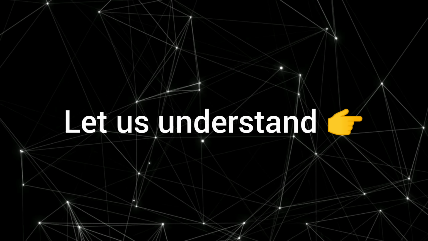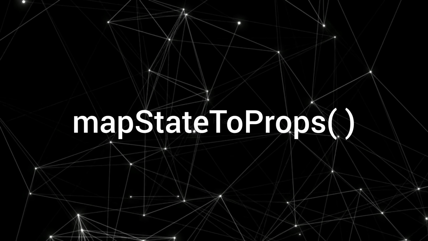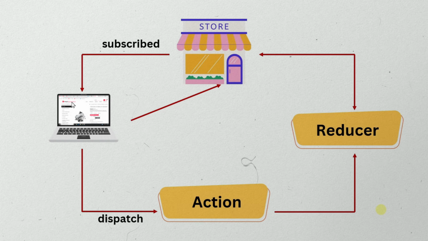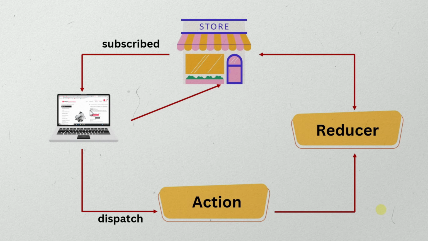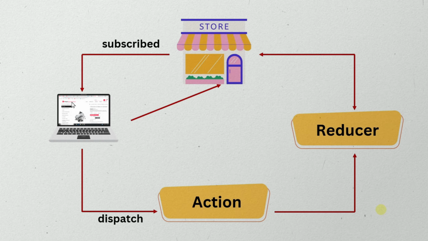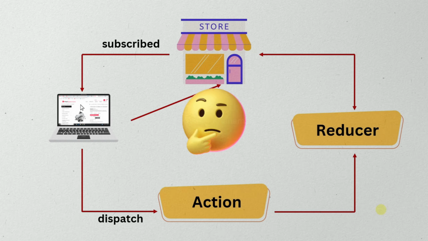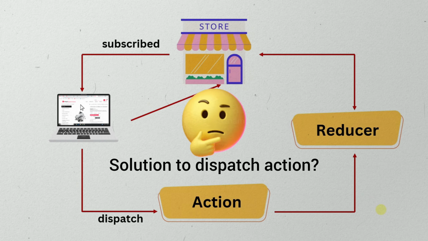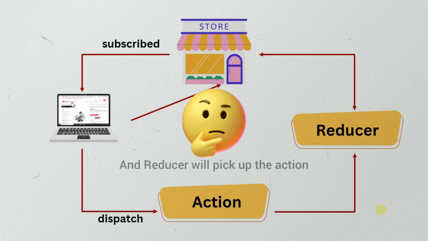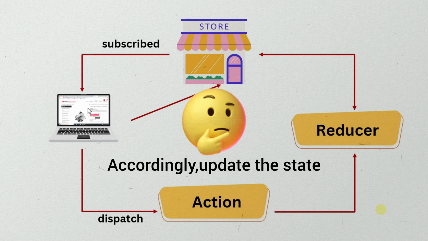Let us understand one important function in Redux, that is mapStateToProps. So now successfully we have created the store and we have provided the store to our entire application. But it is not the end. We have only provided the store, but we should be having the solution to dispatch the action so that action will be reaching the store and reducer will pick up the action and accordingly update our state.